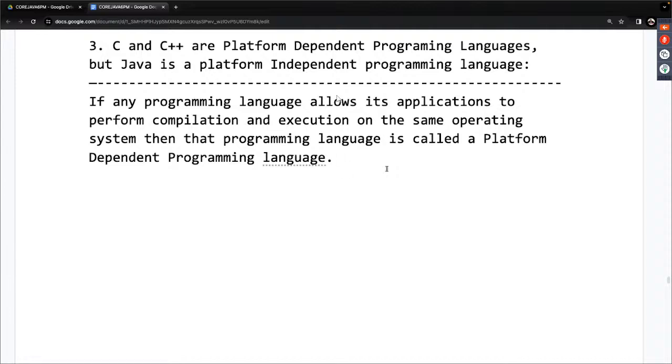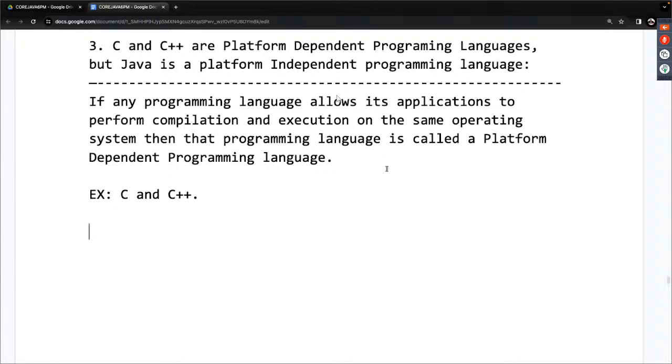That's it. Examples, direct examples: C and C++. Come again. What is the definition for platform dependent programming languages? If any programming language allows its applications to perform compilation and execution on the same operating system, not on two different operating systems, then that programming language is called a platform dependent programming language.